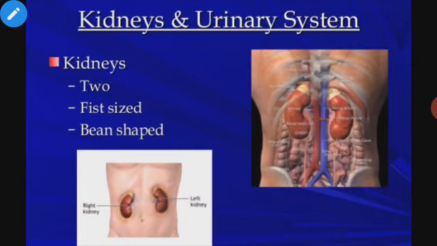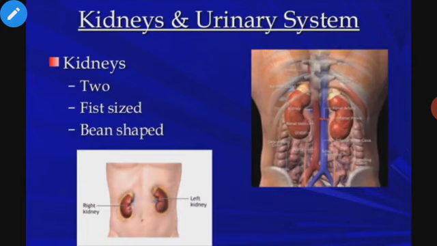As far as the human body is concerned, there is one pair of kidneys, two kidneys. The size of the kidney is fist sized and the shape is bean shaped. A pair of reddish bean shaped organs is called the kidneys.